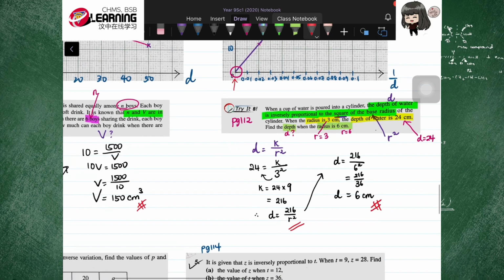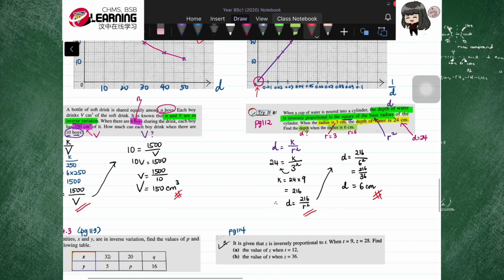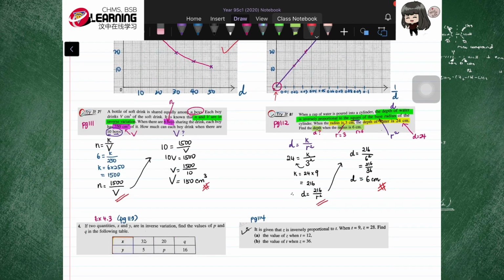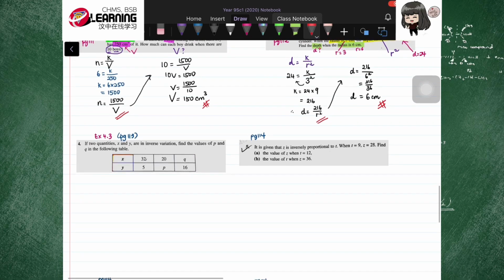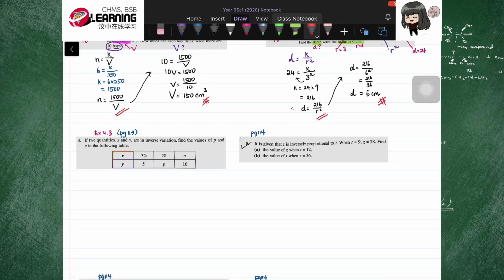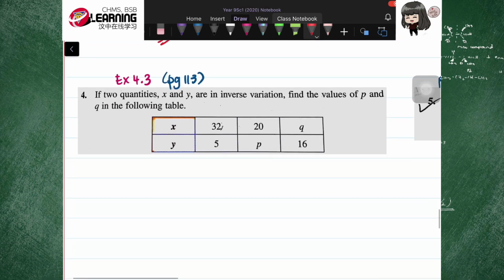Okay, that's how you do inverse proportion. You can always rewind back if you need the explanation one more time. So Try It 7, Try It 8, we're done. So now we go to question number 4.